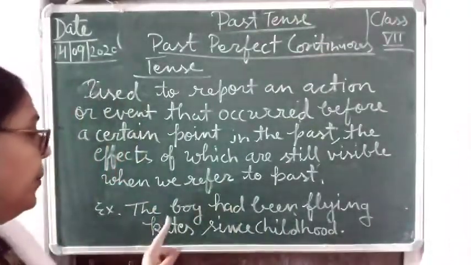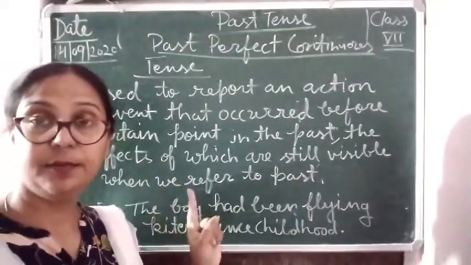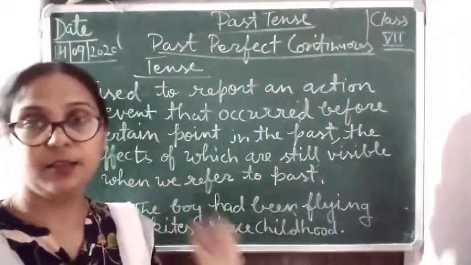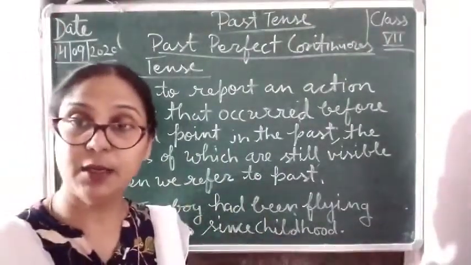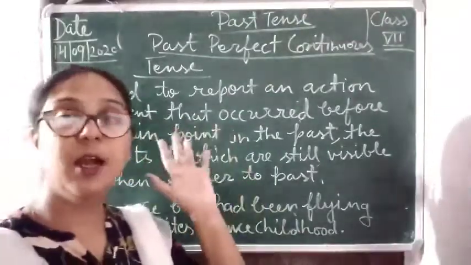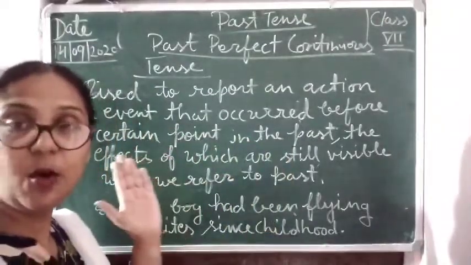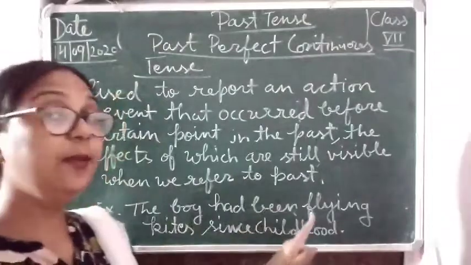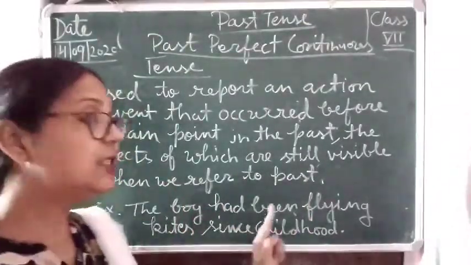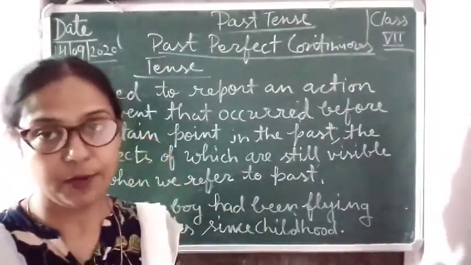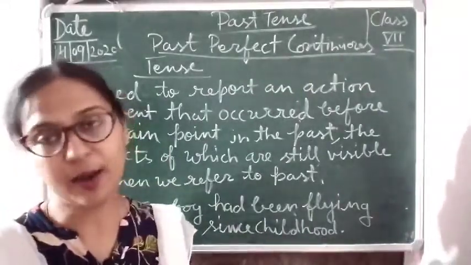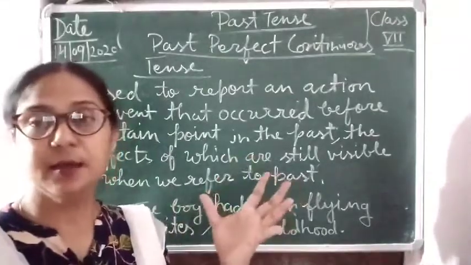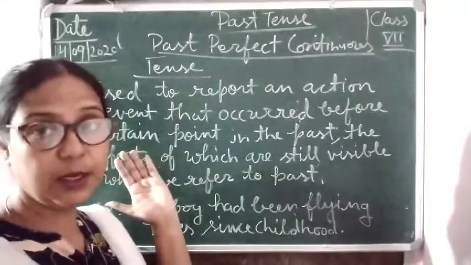For example, the boy had been flying kites. It means the boy used to fly kites since childhood. It means the action was completed in the past, but the effect of that action is referred to the past. The boy had been flying kites since childhood. Now here, one thing we have to note: since, for, as long as. These types of phrases will be used to denote the time; it was in the past, but the effect is also referred to in the past.